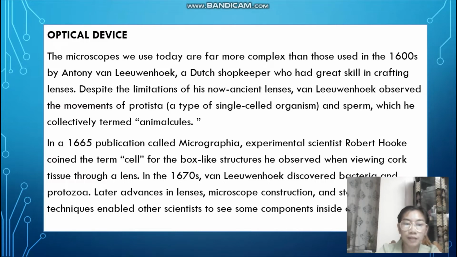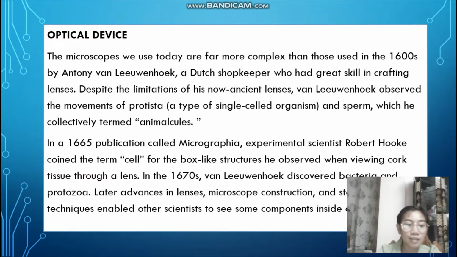So when it comes to optical devices, the microscope serves as the optical device used for discovering the cells. The microscopes we use today are far more complex than those used in the 1600s by Antony van Leeuwenhoek, a Dutch shopkeeper who had great skills in crafting lenses. Despite the limitations of his now ancient lenses, van Leeuwenhoek observed the movements of protista, a type of single-celled organisms, and sperm, which he collectively termed animalcules.